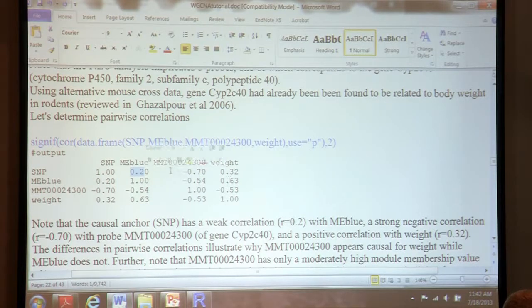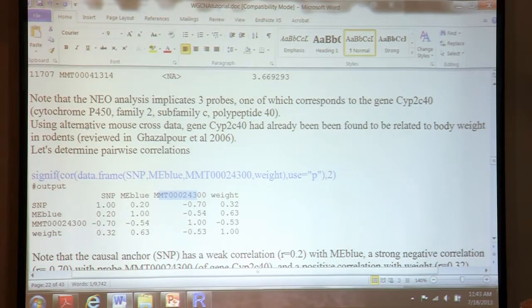In any event, incidentally, this SNP also has a very significant correlation with mouse body weight. Again, that's a huge correlation if you have the perspective from a GWAS study. In any event, this SNP has a really extremely high correlation with this particular causal candidate gene. Remember how this probe corresponds to the cytochrome P450 gene. So this probe has a negative correlation of 0.70.